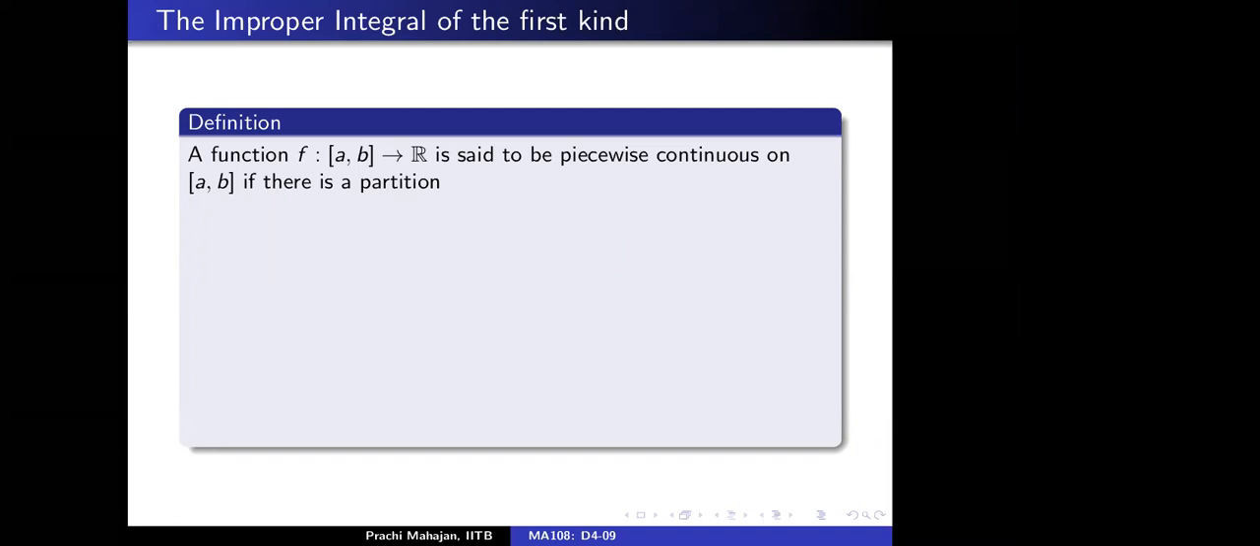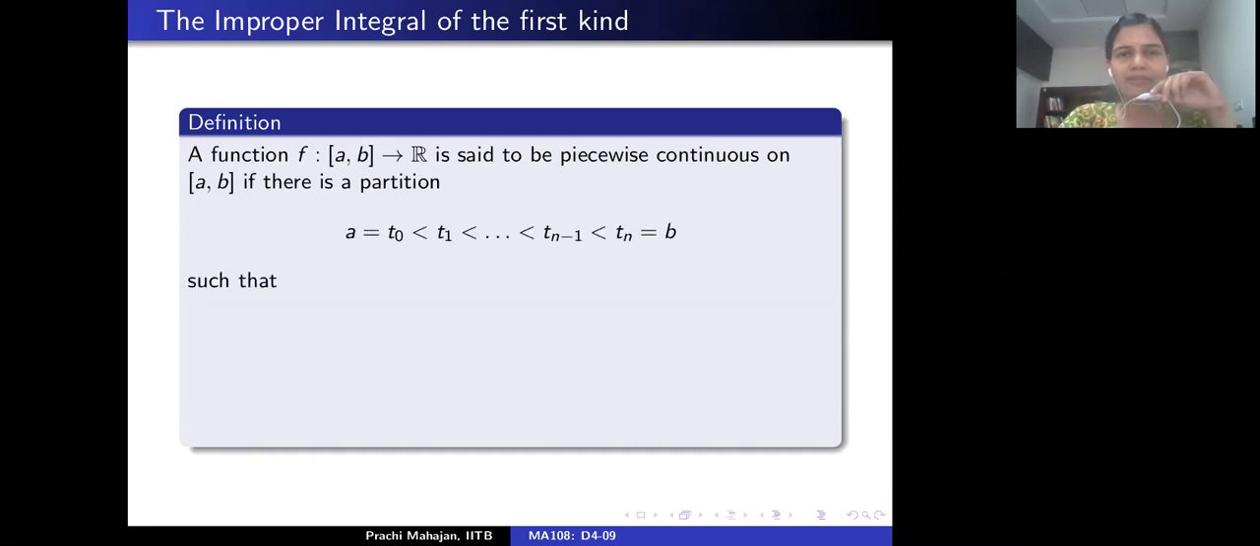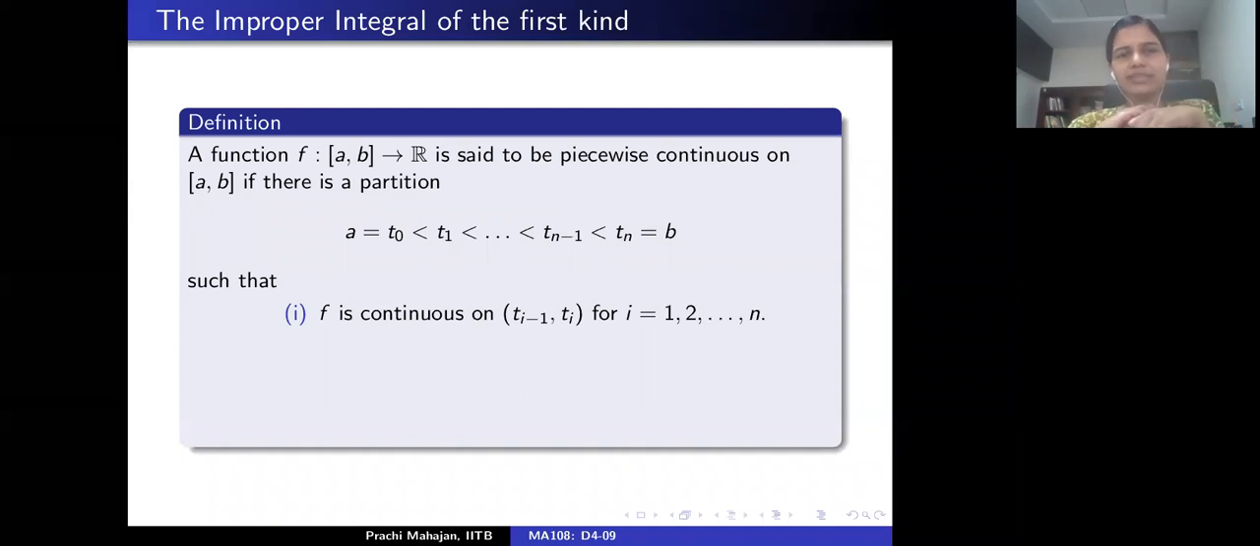The very basic definition is, what do we mean by a piecewise continuous function? Just to set the record straight, I'm looking at a real valued function defined on a closed interval [a, b]. We say that this is piecewise continuous provided there is a partition of this interval, which means there is a finite set of points t1, t2, ..., tn minus 1 in this interval, such that f is continuous on each of these subintervals (t_{i-1}, t_i).